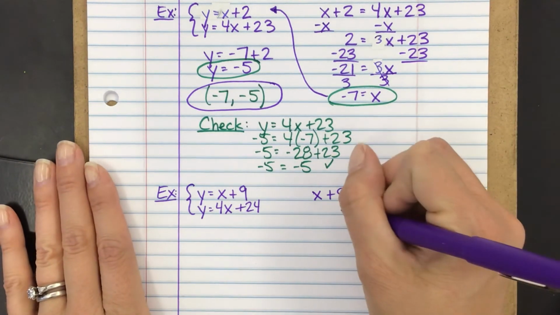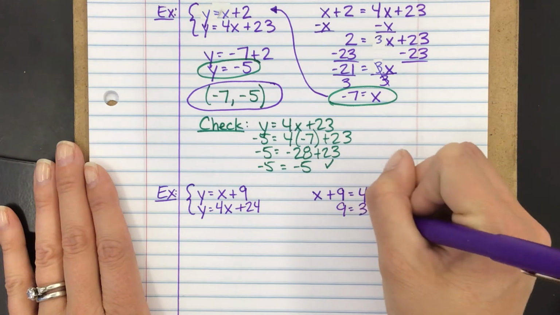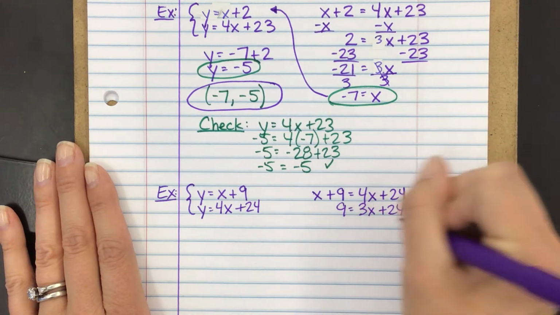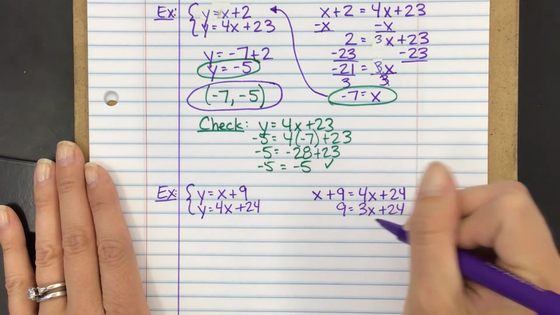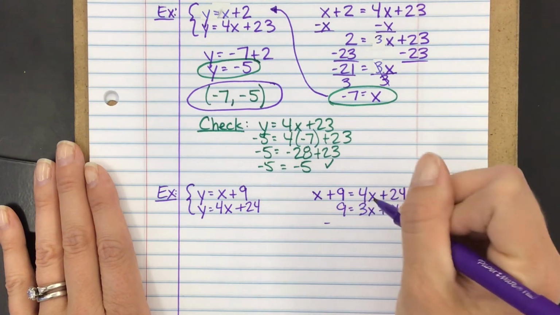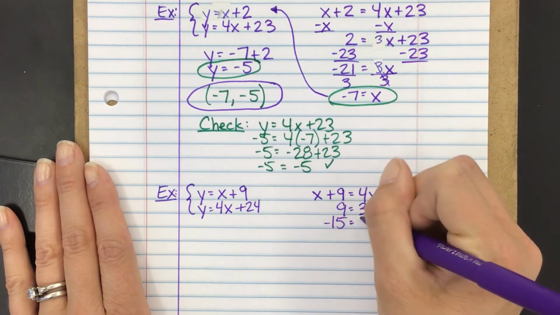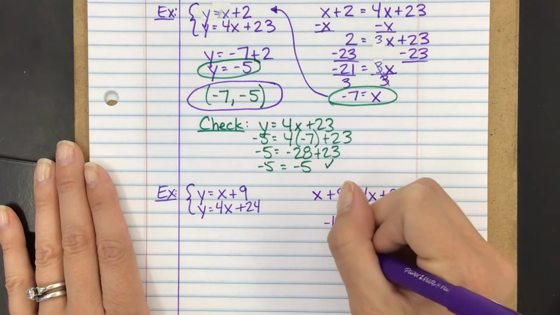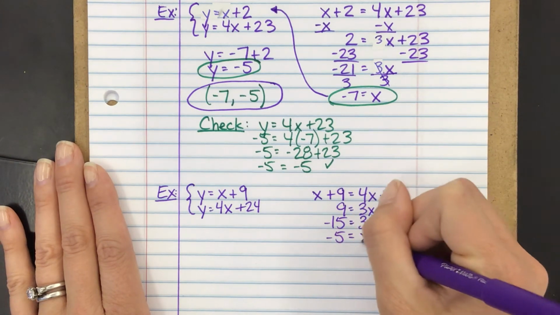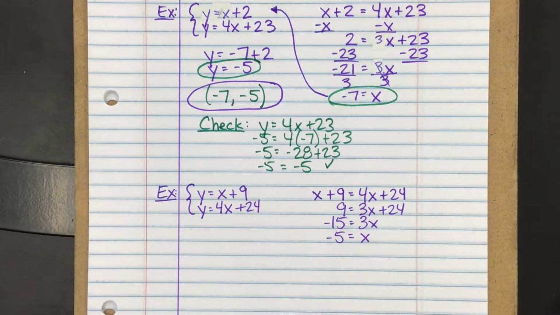So I'm going to subtract x from both sides. Subtract 24 from both sides. Divide both sides by 3. And I'm getting that x is equal to -5.